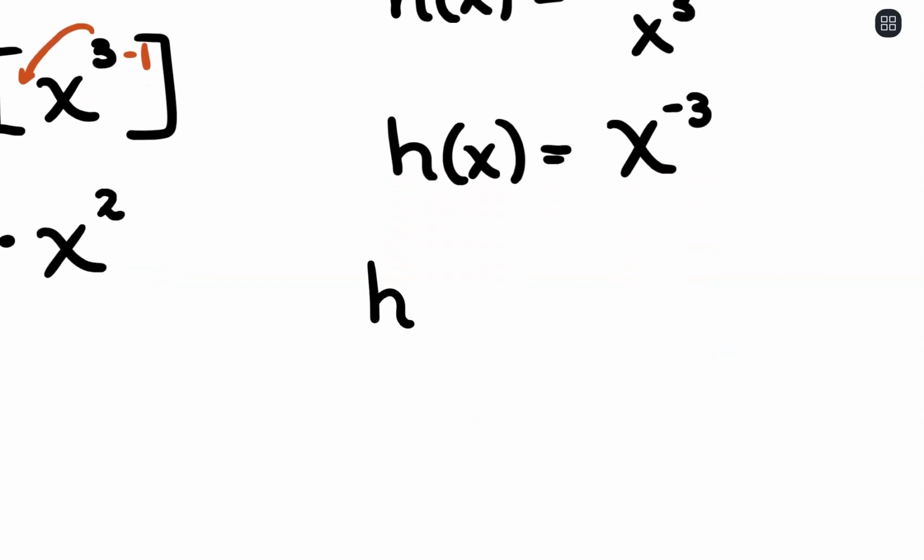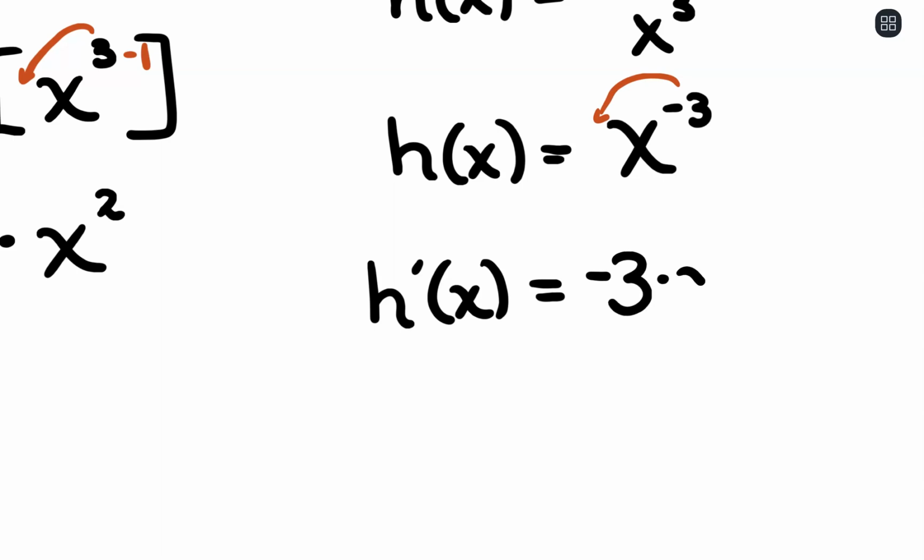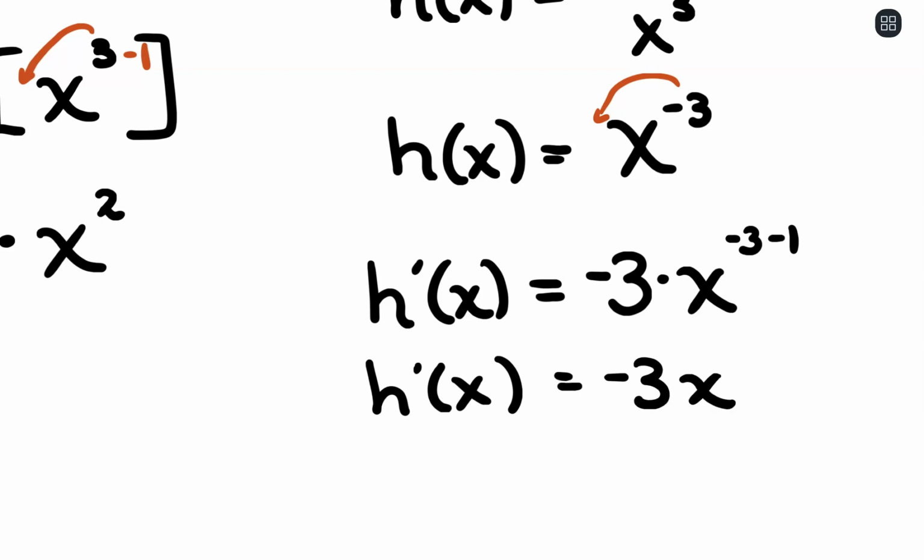So taking the derivative of h of x, that exponent of negative 3 is going to come out front. I'm going to have negative 3 times x, and then the exponent, we're going to have negative 3 minus 1, which is just negative 3 times x to the negative 4 power.